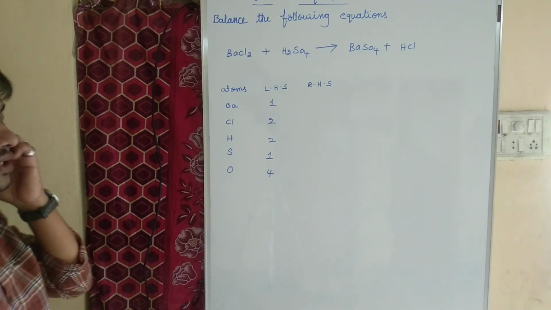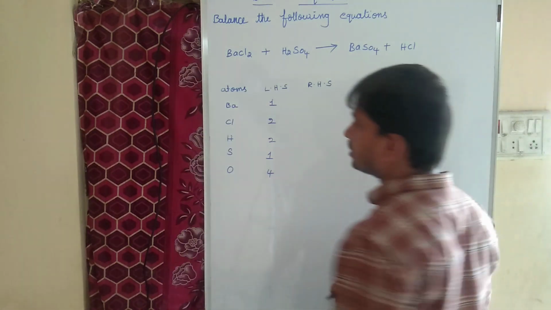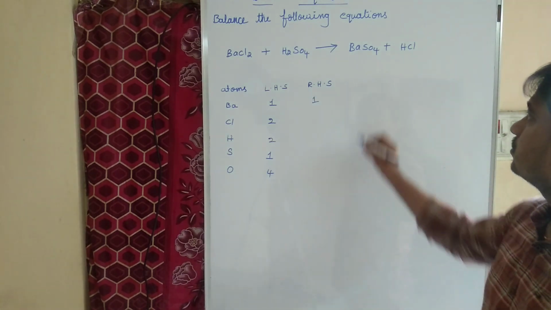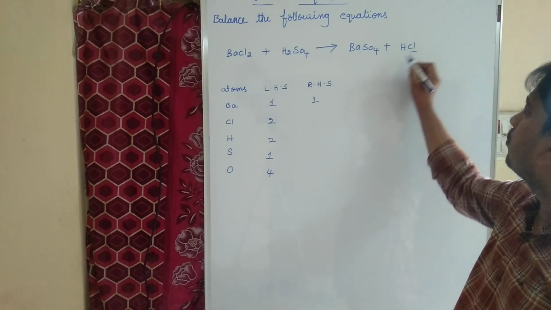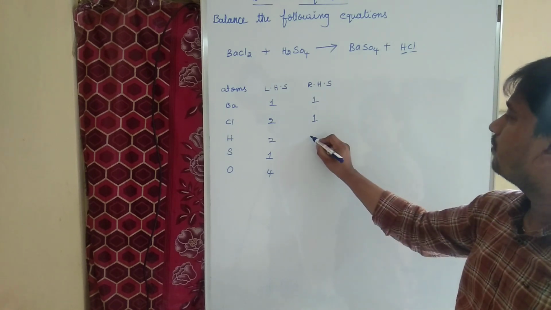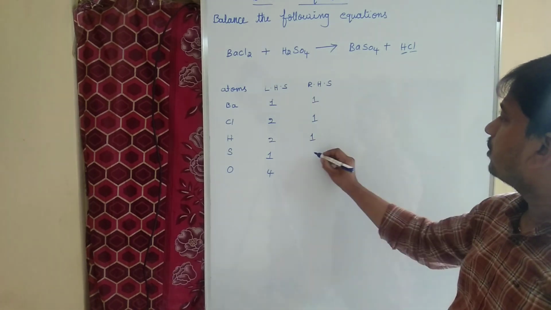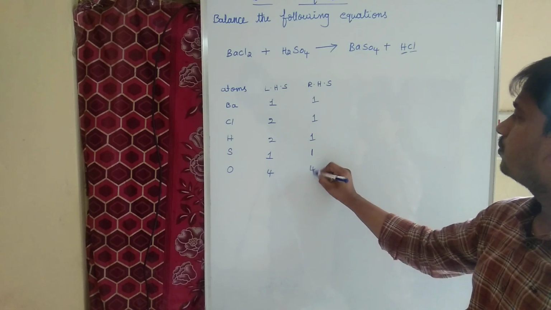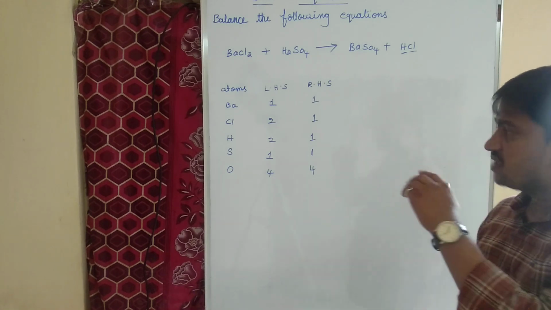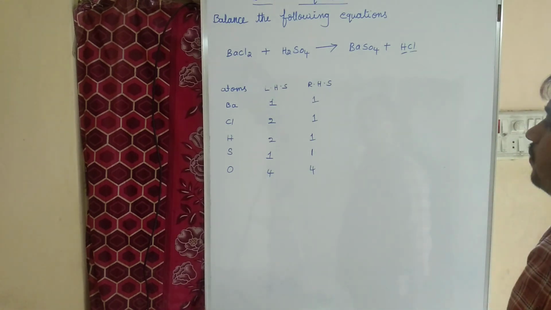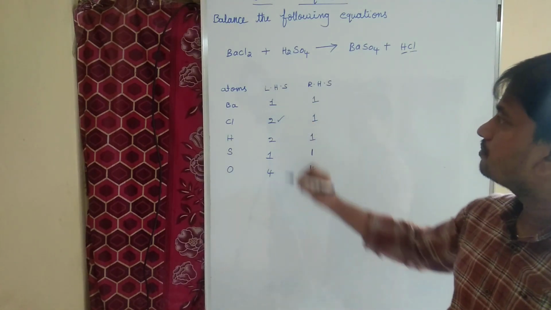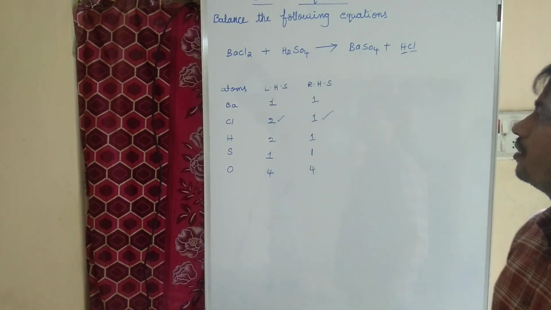Children, now coming to the right-hand side, how many atoms of barium do we have? We have 1 atom of barium, and chlorine, if you see here, we have only 1 atom. And how many hydrogens do we have? Only 1 atom of hydrogen. Sulfur only 1, and oxygen 4. So is it a balanced equation, children? Obviously this is not a balanced equation. First let us go with the chlorine atoms. On the LHS we have 2 atoms of chlorine. On the RHS we have only 1 atom of chlorine.